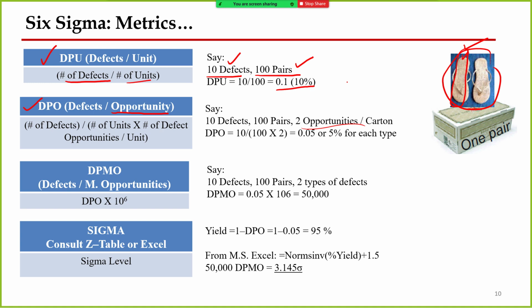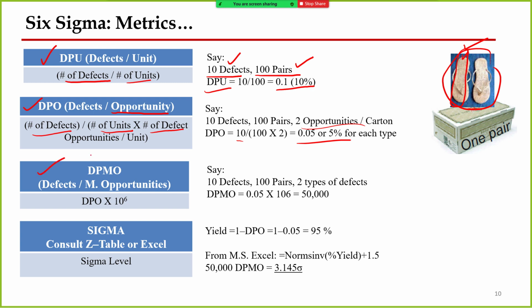Right now I'm considering opportunity from a product perspective, but the inspection points you create could also be your opportunities. If I'm considering two opportunities, how can I calculate DPO? The formula is the number of defects divided by the number of units multiplied by the number of defect opportunities per unit, which is 10 divided by 100 multiplied by 2. Or simply, DPU divided by the number of opportunities, which is 0.05.